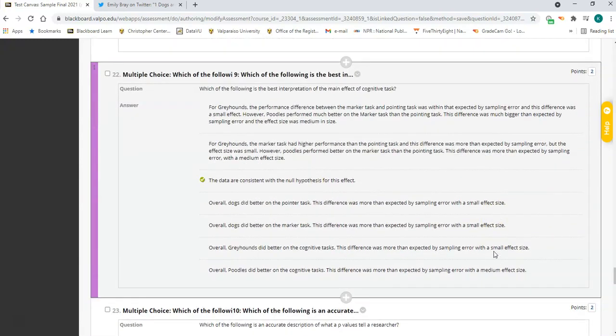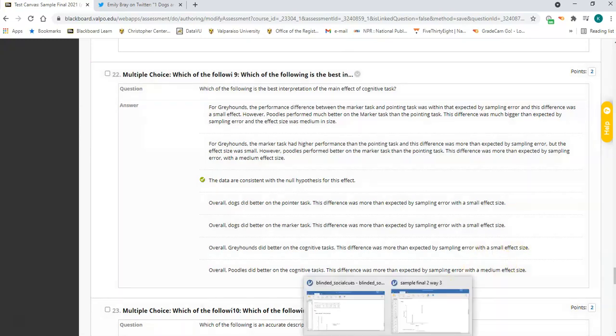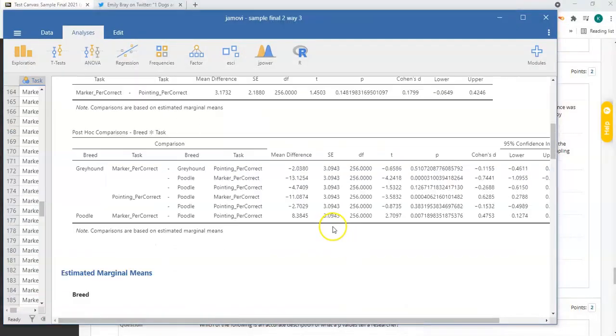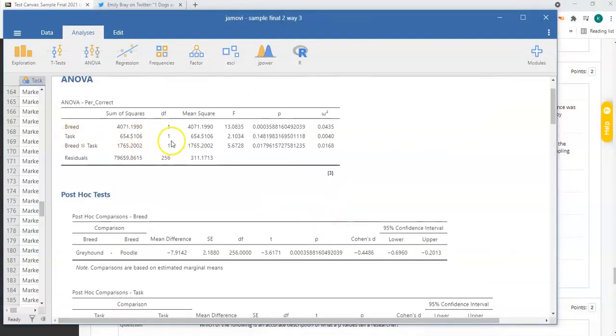Okay. Which of the following is the best interpretation for the main effect of cognitive task? Well, let's go up and look at that. Okay, cognitive task, 1 and 256. Your F is not compelling. This is weak evidence at best. It's got to be close to 0.1, and we say that if something's close to 0.2, we say it's consistent with the null. So this is very weak, if anything.